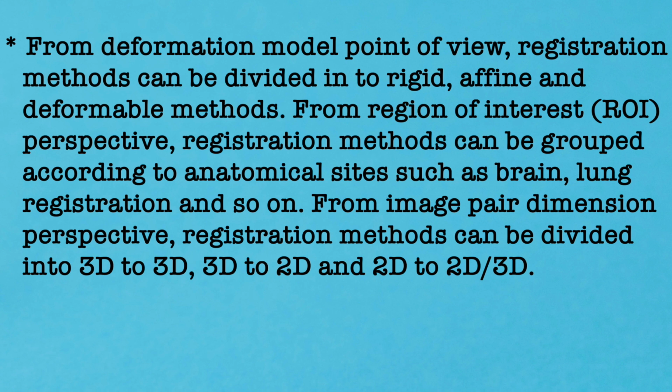From the anatomical perspective, registration methods can be grouped according to anatomical sites such as brain, lung registrations and so on. From the image pair dimensions, registration methods can be divided into 3D to 3D, 3D to 2D, 2D to 2D, or 2D to 3D.